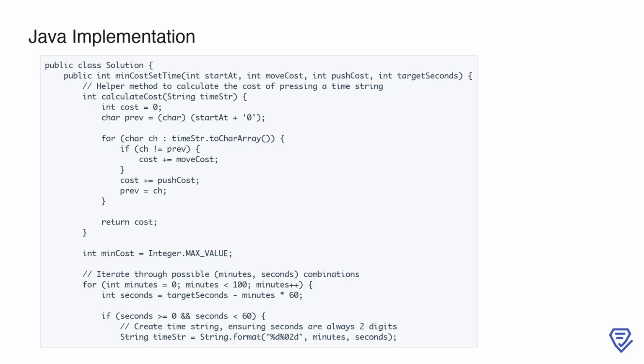Next, we initialize minCost to the maximum possible value to track the minimum cost. Then, we loop through all possible combinations of minutes, from 0 to 99. For each minute value, we calculate the corresponding seconds by subtracting the total seconds accounted for by the minutes from targetSeconds. If the seconds are valid, that is, they fall within the range of 0 to 59, we proceed to create a formatted time string where seconds are always displayed as 2 digits.